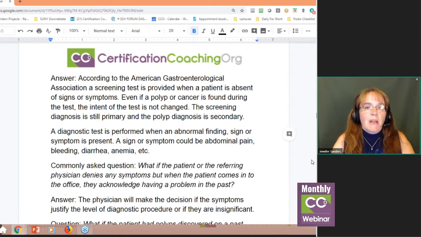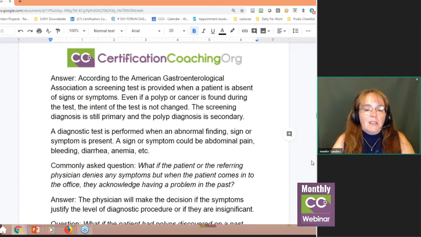It could be abdominal pain. It could be bleeding or diarrhea. Anemia is another reason why they would do a diagnostic colonoscopy. So on the AGA website, they had some commonly asked questions and answers. So I thought, okay, I'm going to snag one of these.